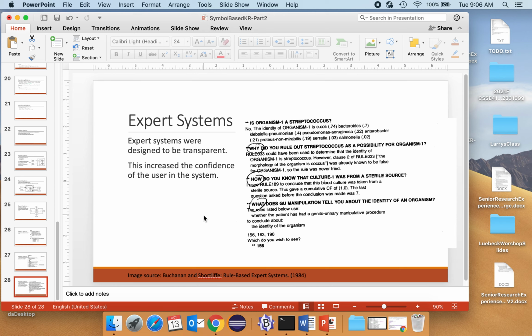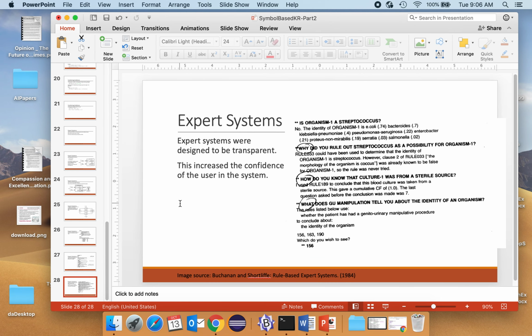All right, so a little bit about how we might represent knowledge in a symbolic way. On Thursday, we're going to review this a little bit and have a look at how neural networks represent knowledge.